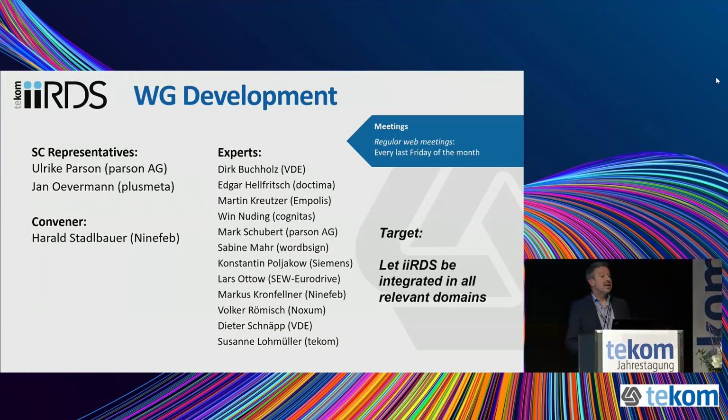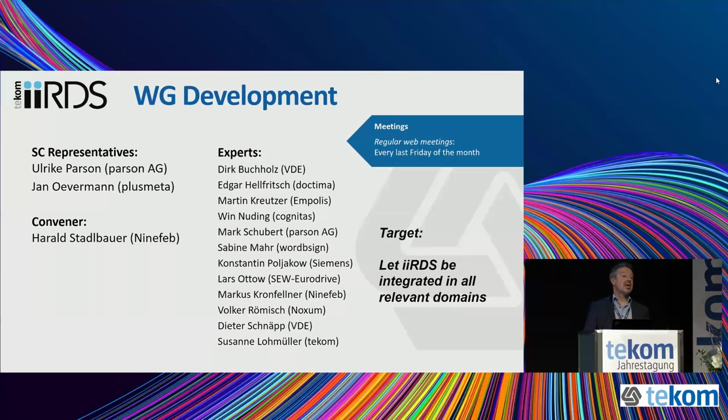What is our target? Our target is to extend the use of iiRDS. I wrote here, let iiRDS be integrated in all relevant domains. The target of extending the use of iiRDS is split up into three different branches. One branch is to connect to all relevant domains, like for example maintenance, and to other domains like the Industrial Ontology Foundry.